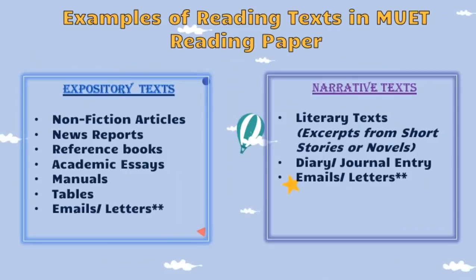In the Muet reading paper, most of the texts will come as expository texts like non-fiction articles, news reports, reference books, academic essays, manuals, tables, or even a formal email or letter. But there will be 1 or 2 texts in the form of a narrative text. They could be an excerpt from a short story or novel, or a diary or journal entry, or perhaps a personal email or letter.